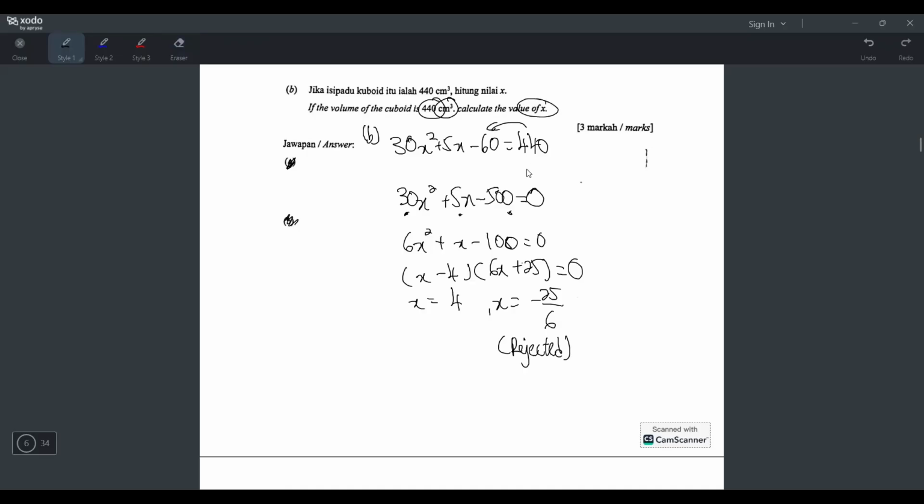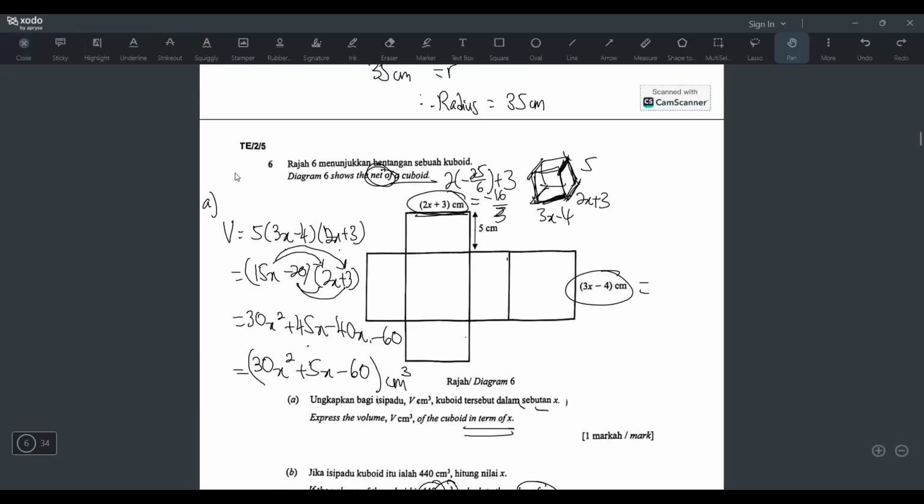Okay. So the soalan asks for the value of x. So sudah siap. That's my answer. Okay, so 4 cm. Sudah siap. Okay, let's continue.